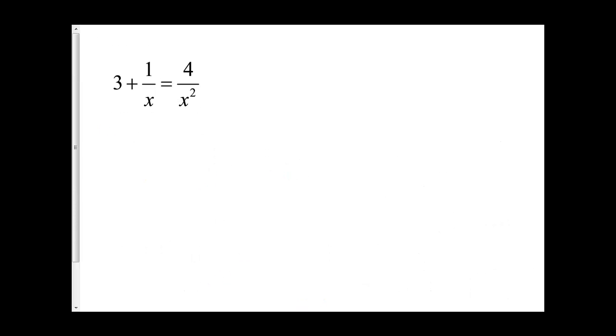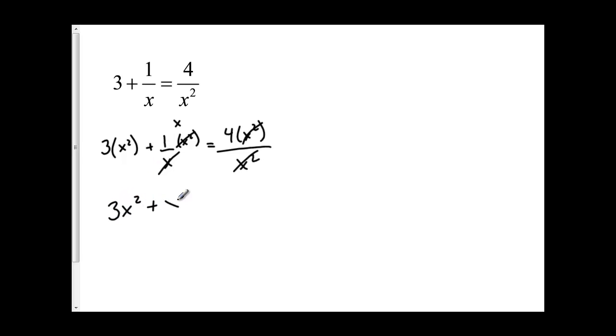Here's another example. My lowest common denominator in this example is going to be x squared. So the first thing I'm going to do is multiply everything through by x squared. And my final term is going to be 4x squared over x squared. Now I can cancel out common terms. One of my x's here is going to cancel, and it leaves me with 3x squared plus x equals 4. Since this is a quadratic, I'm going to have to subtract 4 to make it equal to 0. So I've got 3x squared plus x minus 4 equals 0.